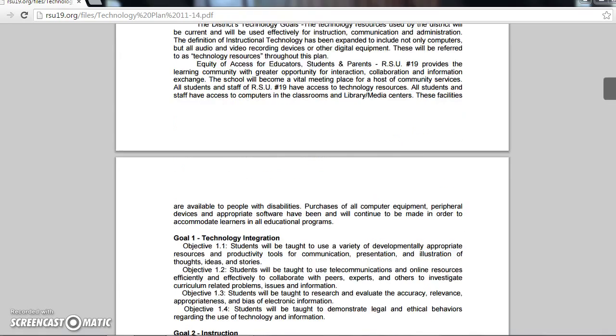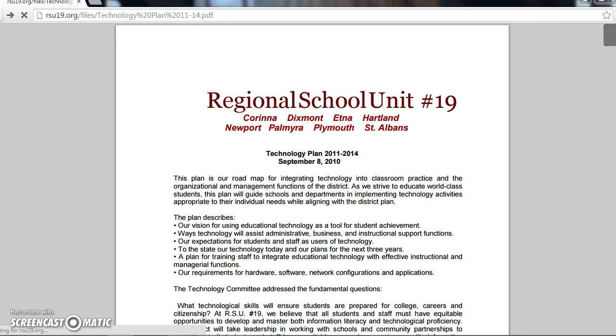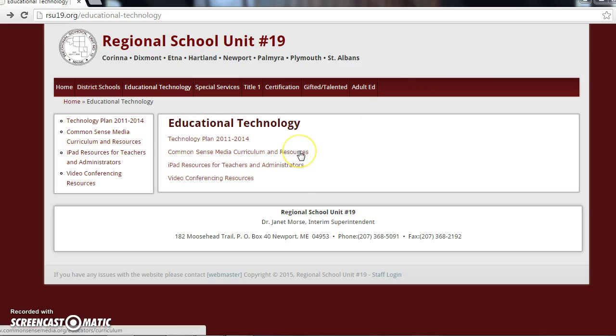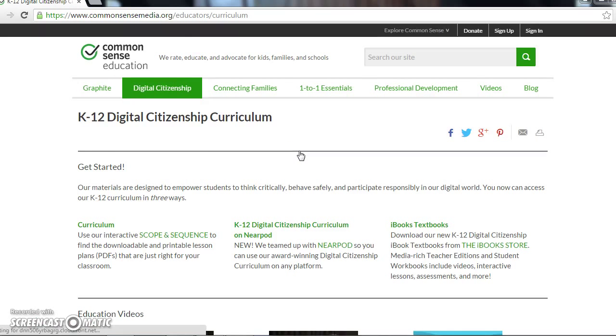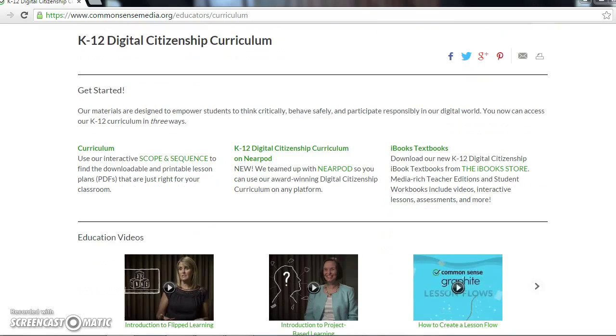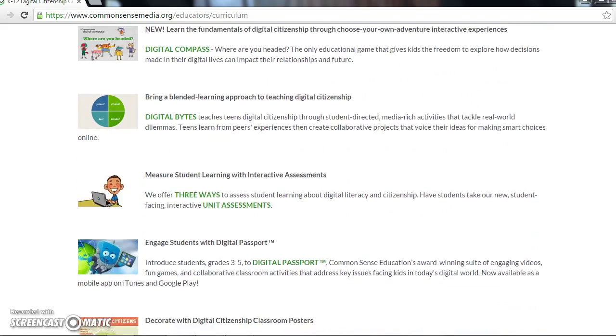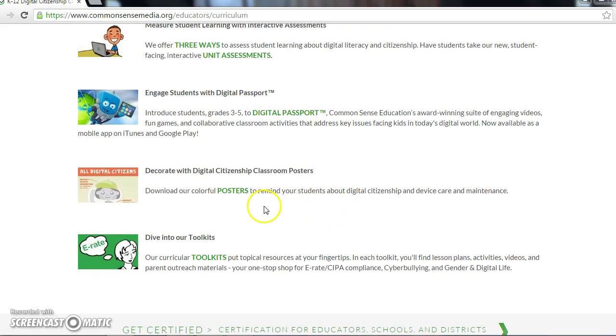If you go back, let's see what else is on the website. Common Sense Media Curriculum and Resources. This section of the website was fairly helpful. There are some links to digital citizenship posters, which I think will be very useful in my classroom right here. We're trying to use Google Classroom in the 6th grade, and these will come in handy teaching the students about digital citizenship and how they should act appropriately with these devices.